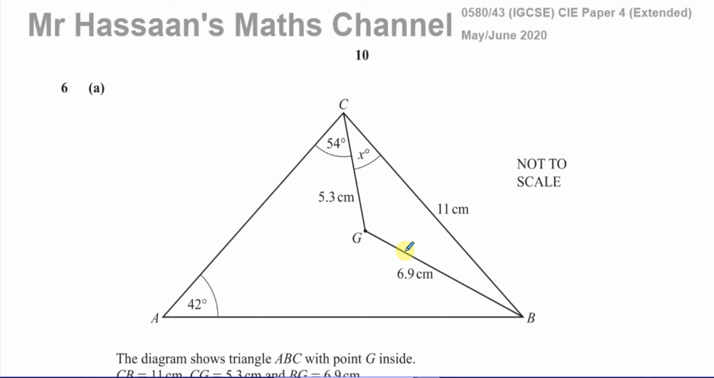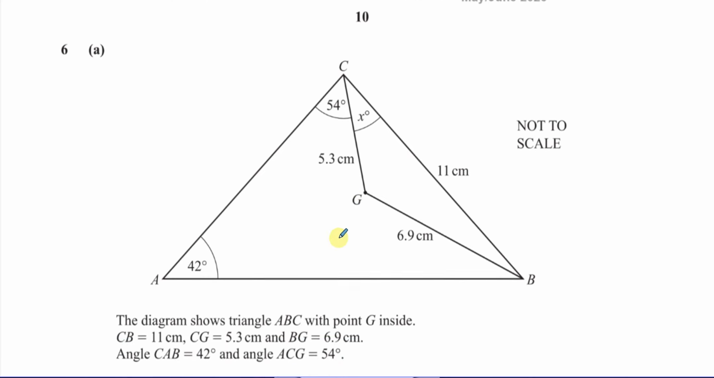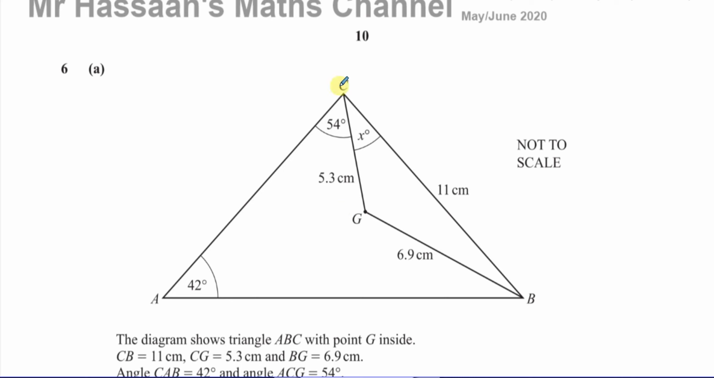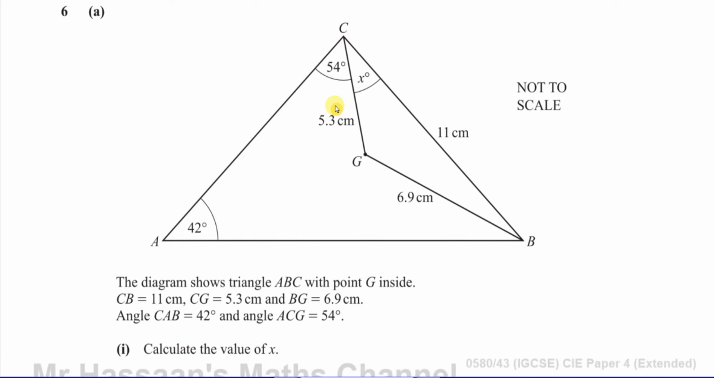And this question here is all about trigonometry. Here we have a triangle inside another triangle. It shows triangle ABC, which is a big triangle, with a point G inside it. They've joined G to C and G to B, and they've got the following lengths. CB is 11, CG is 5.3, BG is 6.9 centimeters. Angle CAB is 42 degrees, and angle ACG is 54 degrees, and we need to find the value of the angle X.